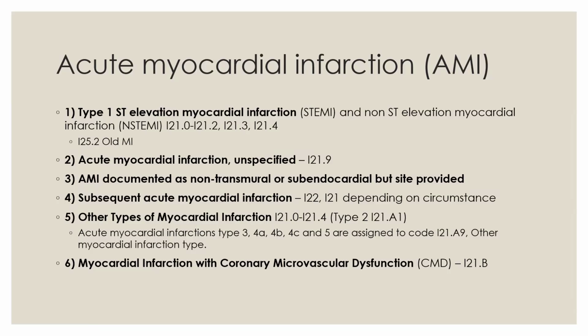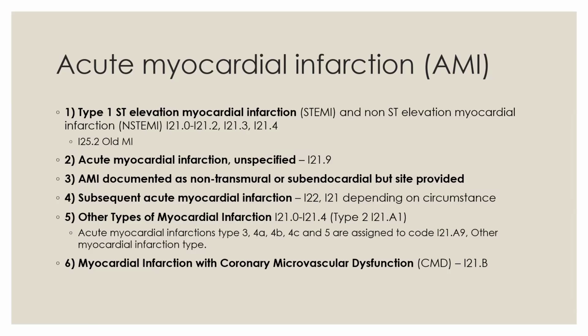If a subsequent myocardial infarction of one type occurs within that 4-week period of the initial MI of a different type, you'll want to assign the appropriate codes from category I21 to identify each type. Do not assign a code from I22. Codes from category I22 should only be assigned if both the initial and subsequent myocardial infarction is a type 1 or unspecified.